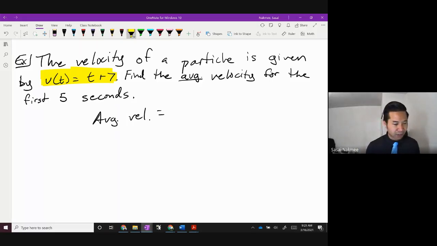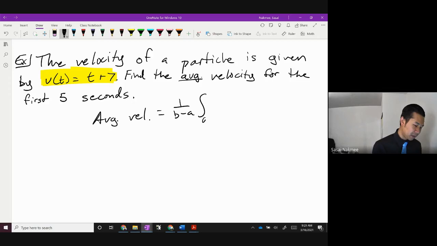And to calculate the average of this function, we're just going to use that mean value theorem of integrals, aren't we? To find the average velocity, that's just going to be 1 over b minus a times the integral from a to b of f of x dx. But in this particular case, instead of f of x, we're going to use v of t dt. That's all that's going to be different from this problem. It's the same concept. So we just plug in those values.